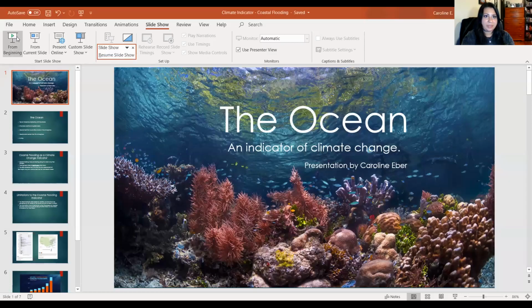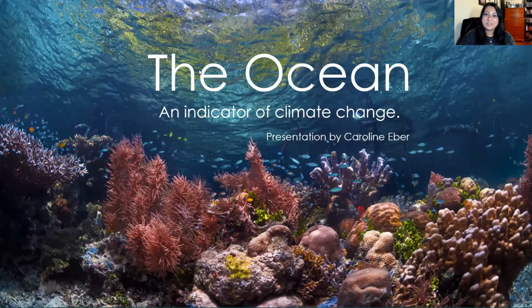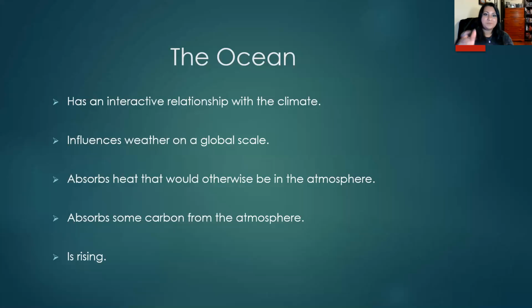Okay, start from the beginning. So, the ocean as an indicator of climate change. The ocean has an interactive relationship with the climate, and what I mean by that is that the ocean impacts the climate and the climate impacts the ocean in sort of a feedback loop. Some examples of this are that the ocean influences weather on a global scale.